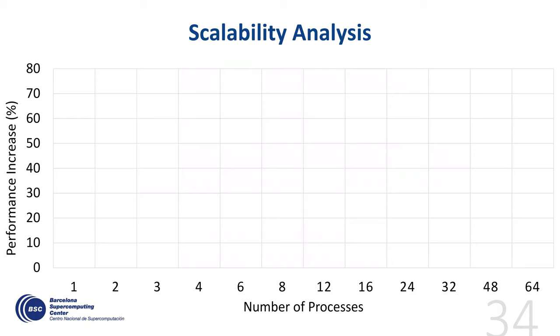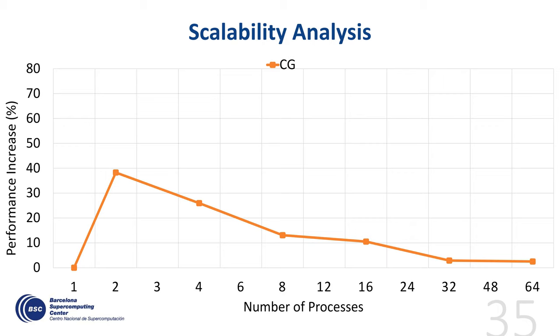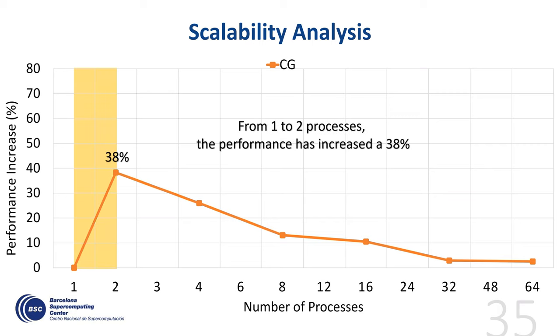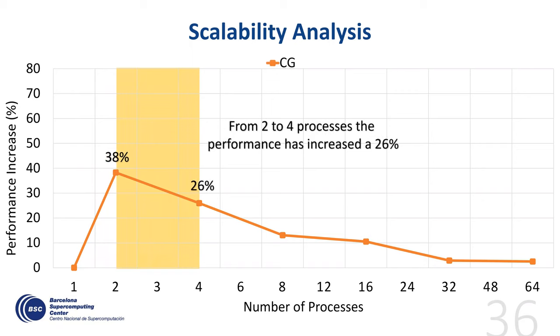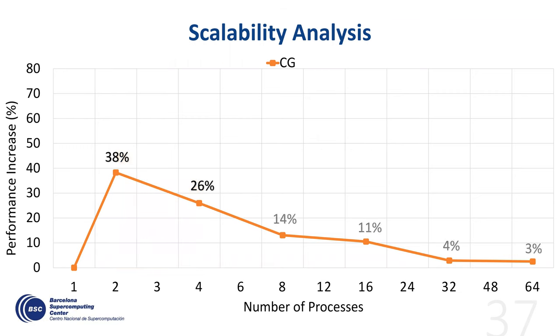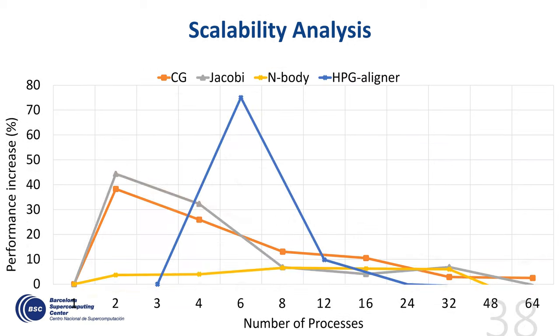These four applications had different scalability, as we'll see now. For instance, the conjugate gradient. What we have here is a custom metric called performance increase that compares the performance in its configuration with the previous configuration of processes. So for conjugate gradient, we have here that it increases its performance by 38% running in two processes rather than one. The same in four processes, it runs 25% faster than two processes, and so on. We see that it continues scaling, but the improvement, the increase, is not so high at the end of the chart. For the rest of applications, the same.